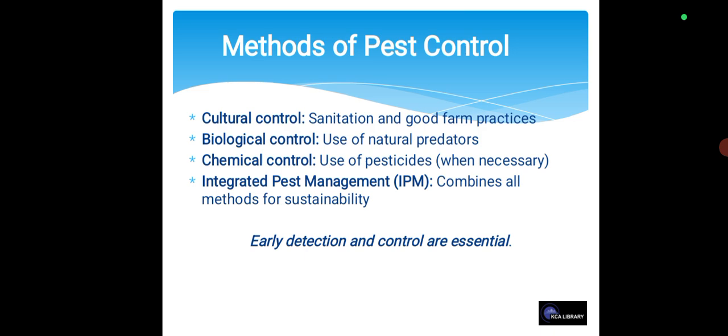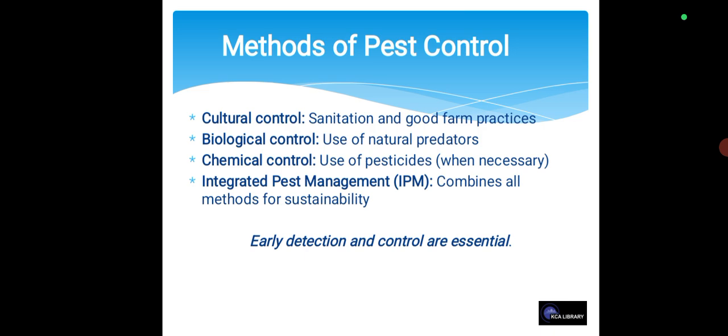Then we can also use biological control. This involves the use of natural predators, natural enemies, to manage pest population. We can introduce predators such as birds, insects, and even parasitic organisms. This method is particularly environmentally friendly and it supports sustainable agriculture. We can also make use of chemicals. We can make use of pesticides to eliminate or reduce the population of these pests.